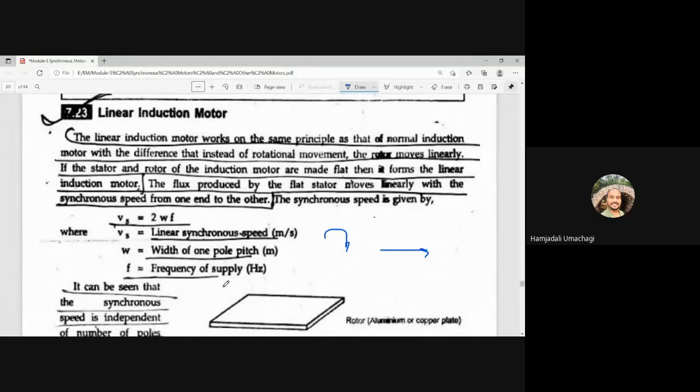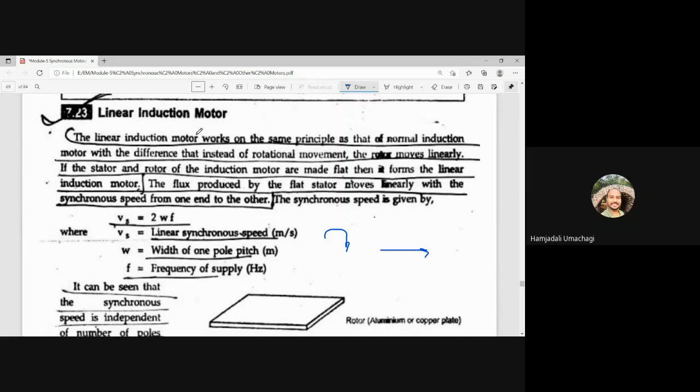Dear students, in today's class, let us discuss module 5's other motor concept called the linear induction motor. This is also going to be one of the important questions which will be asked for 6 to 8 marks in the final VTU exam. The question will be like, with a neat sketch, explain the construction, working, and application of linear induction motor.